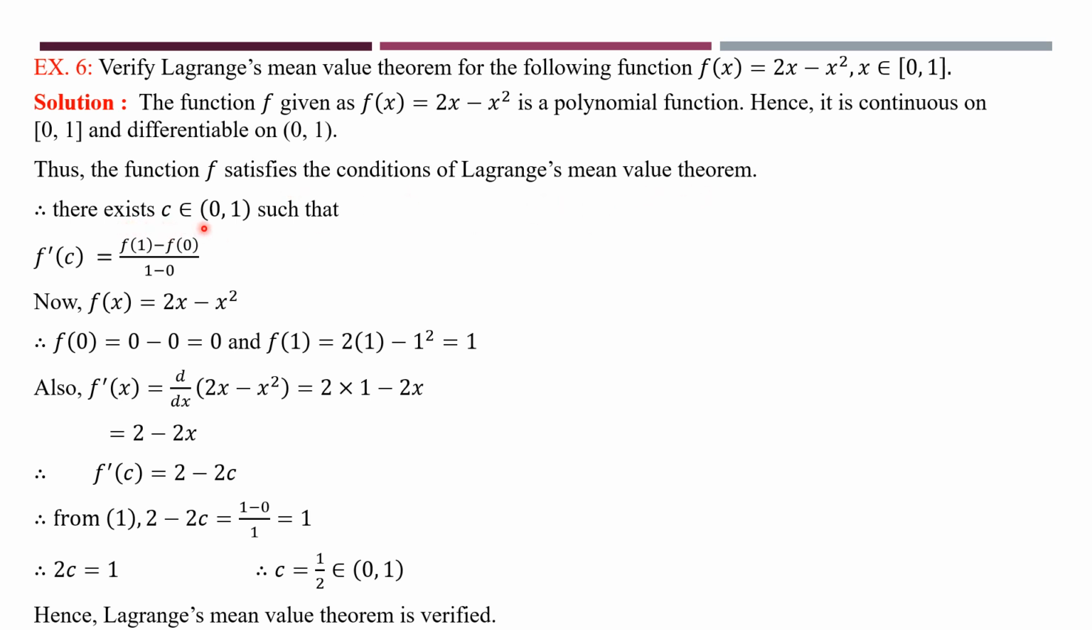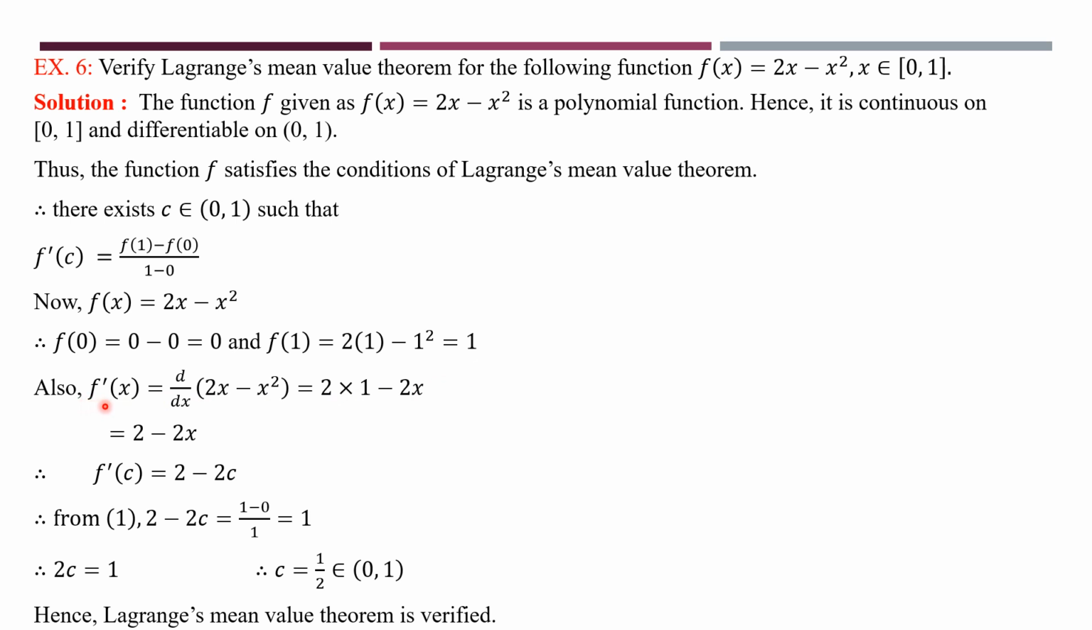Then there exists c belongs to the open interval 0, 1 such that f dash of c equal to the formula f of b minus f of a divided by b minus a. Putting the values, that is a equal to 0, b equal to 1, we get f of 1 minus f of 0 divided by 1 minus 0. f of x equal to 2x minus x square. Find f of 0. Put x equal to 0, we get 0 minus 0 is equal to 0. Find f of 1. Put x equal to 1, we get 2 into 1 minus 1 square equal to 2 minus 1 equal to 1.